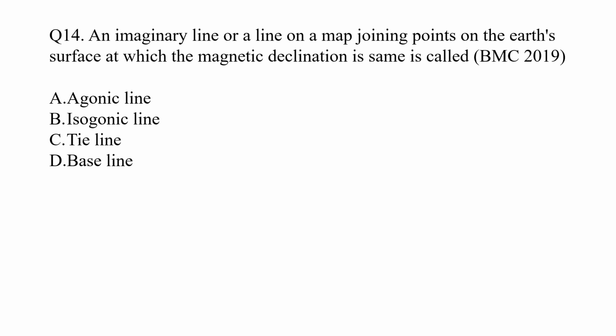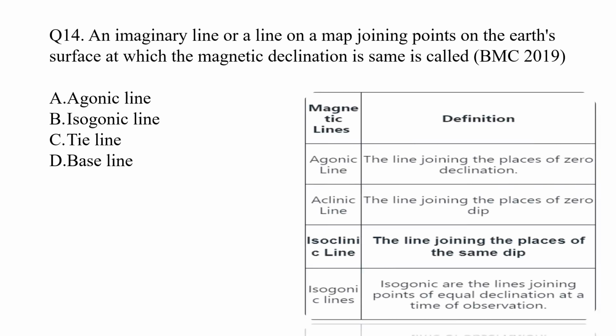The same concept is related to dip. Dip is the angle between the horizontal surface and the magnetic needle. If the dip is zero, then the line is an aclinic line, and if the dip is the same, then that line is an isoclinic line. The tie line and base line in options C and D are related to chaining, used to check the surface area. Option number B is correct.